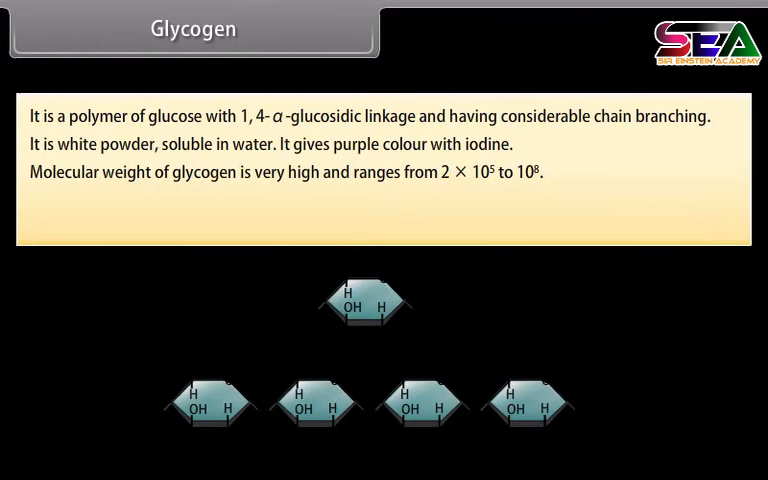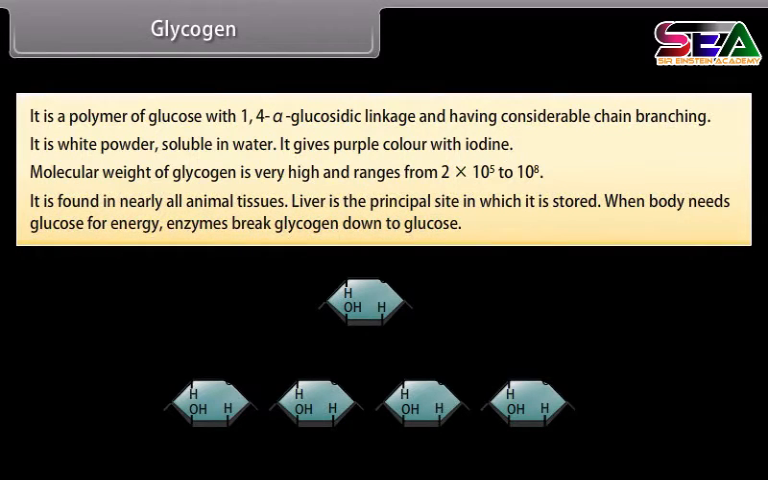The molecular weight of glycogen is very high and ranges from 2 times 10 to the power 5 to 10 to the power 8. It is found in nearly all animal tissues. The liver is the principal site in which it is stored. When the body needs glucose for energy, enzymes break glycogen down to glucose.